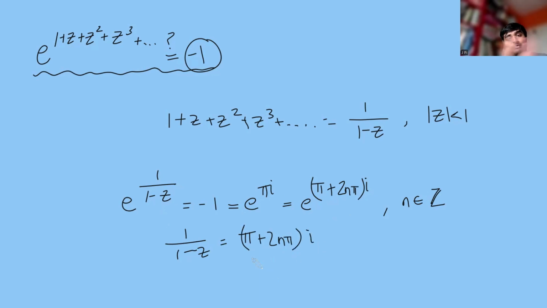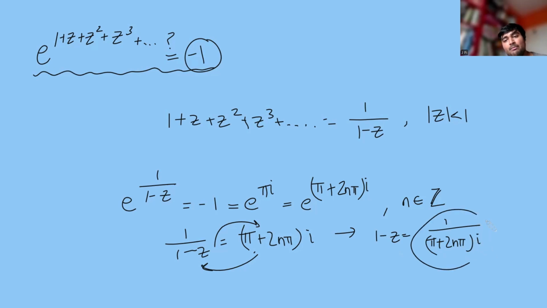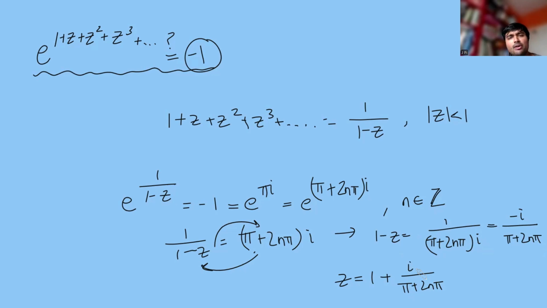Now, if I cross multiply, bringing this into the denominator here and bringing this 1 minus z here, this equation becomes 1 minus z equals 1 over pi plus 2n pi times i. And if I multiply the top and bottom of this fraction by minus i, this just becomes minus i divided by pi plus 2n pi. Okay, cool. Now, if I rearrange this for z, I get z equals 1 plus i over pi plus 2n pi, like so. Okay, does that solve our problem?